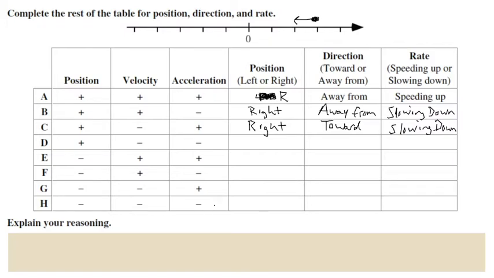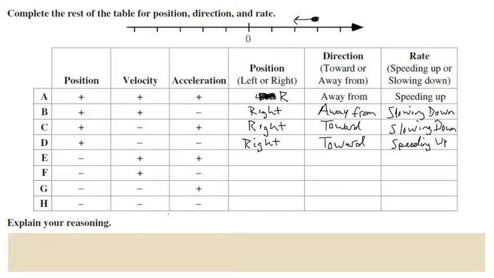Moving on to D. D has a positive position again. That's our last positive position, notice. So it's to the right of the origin. The velocity is negative, so that means it's going to the left, which means at that exact moment it's moving toward the origin. The only difference here, of course, is that because the sign of the acceleration is also negative, that means the object is speeding up.